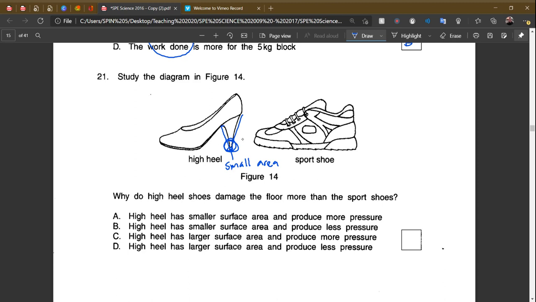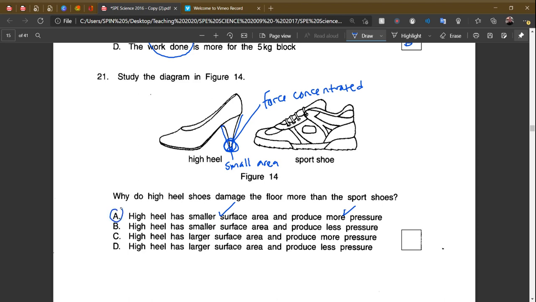The force is concentrated. When the force is concentrated, it means that you will feel all the force at that one point. And as a result, when the force is concentrated in that small area, you will create more pressure. So the smaller the area, the more the pressure. Small surface area, more pressure.